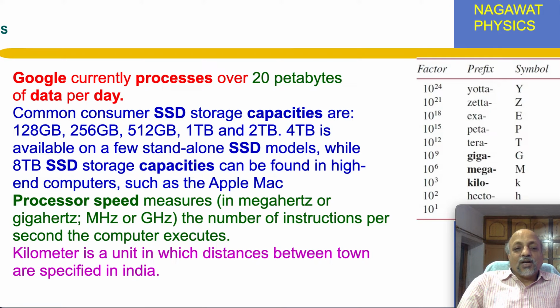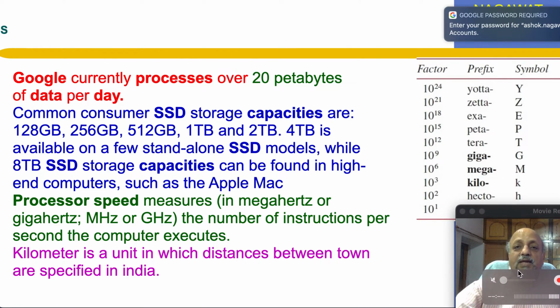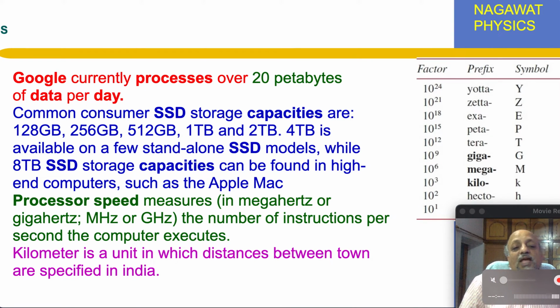So giga is important, tera is important in SSD drive storage capacity, peta is important in the amount of data processed by Google per day, and similarly other quantities like mega. Electrical power generation is expressed in megawatts and gigawatts, and kilometer. So the kilo prefix is used for expressing the distance between, say, two cities, Jaipur and Delhi.